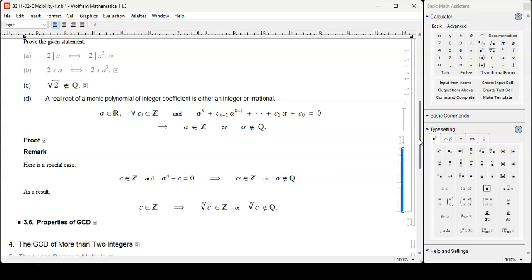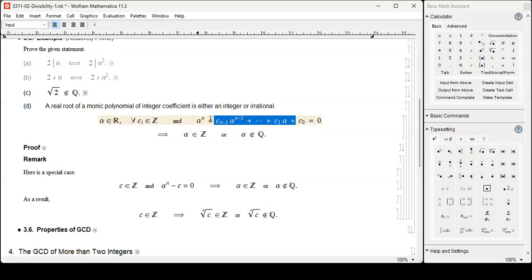Let's consider a special case where all the middle terms are all zeros. And then replace c0 by negative c, then you're going to get alpha to the nth power minus c is equal to 0, or equivalently, alpha to the nth power is equal to c. And what does it mean? Alpha is an nth root of c. Let's go back to where it was. It's the nth root of c. And alpha is either an integer or irrational.